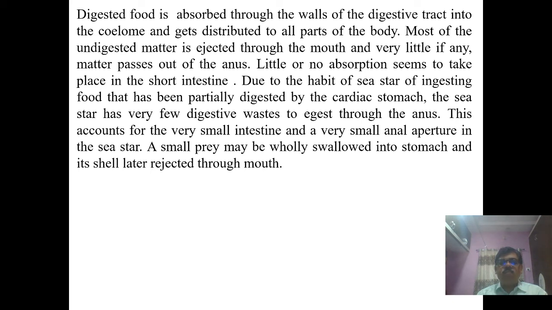The sea star has very little digestive waste to pass out through the anus because when it everts the cardiac stomach it releases the undigested matter outside the body, and this accounts for the very small intestine and very small anal aperture in the sea star. A small prey may be wholly swallowed into the stomach and its shell later rejected through the mouth. So in this way the digestion is completed, and the undigested matter, in very small quantities, is released outside the body of the sea star through the last opening, present toward the aboral end, which we call the anus.